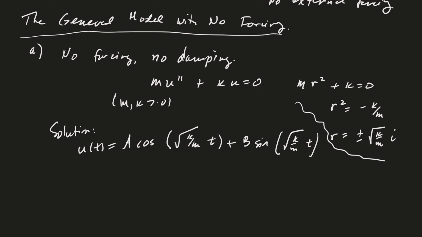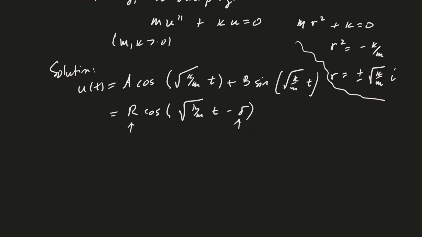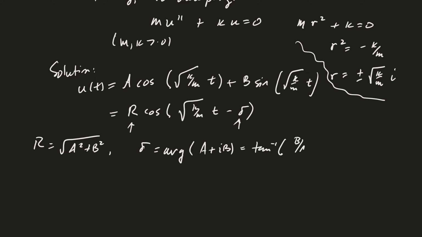Right? And we know that we could rewrite this as r times the cosine of the square root of k over m times t minus some delta, where we have to compute the r and the delta. Well, in fact, maybe I should write those down. r is equal to the square root of a squared plus b squared, and delta is, you can think of it as the argument of a plus ib, or you can think of it as the 4-quadrant inverse tangent of b over a.